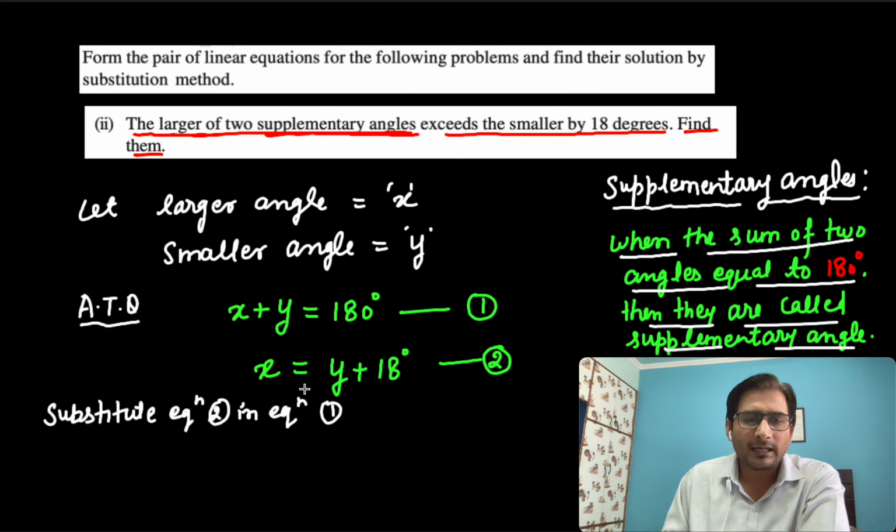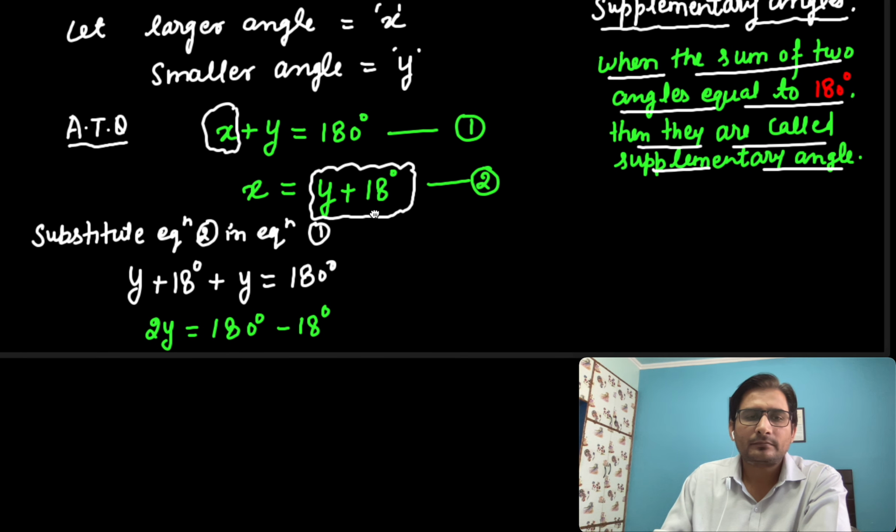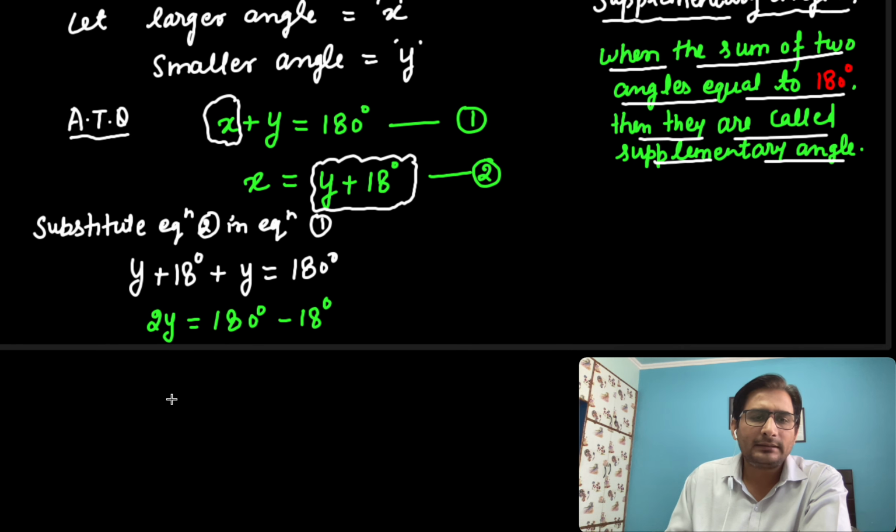So what happens? At the place of x, we can write y plus 18. At the place of this x in equation 1, we put y plus 18, plus y is equal to 180 degrees. Now solve it for y. 2y is equal to 180 minus 18, which equals 162. So the value of y is 81 degrees.